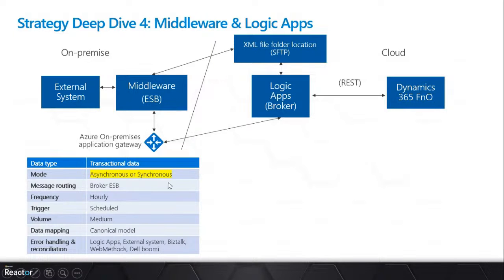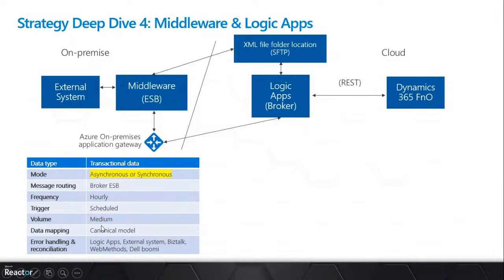Okay. As far as the message routing is concerned, it's a broker ESP. This is another pattern as compared to the previous one, and it's a scheduled one. However, the volume of this particular pattern is medium, it's not that high. And since the complexity of middleware comes into picture, because this particular middleware, though we are highlighting an external system, there might be multiple endpoints from a different system to a middleware.